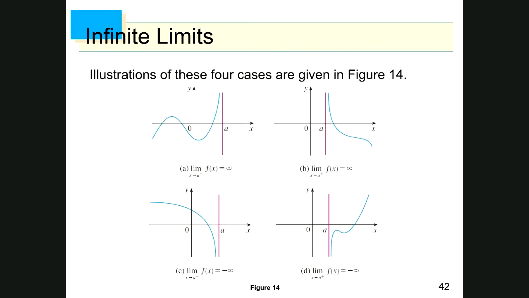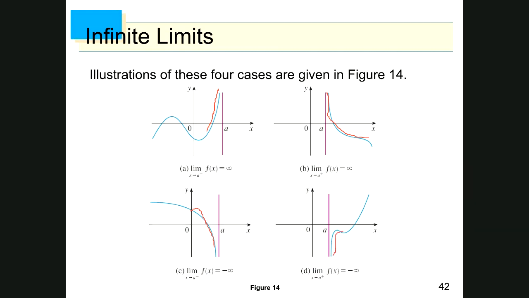Now let's see what happens here. So they're just showing us graphically what this means. When x approaches a from the left, you see that we're getting towards positive infinity. When x approaches a from the right, again you're approaching positive infinity. When x approaches a now from the left, this time we're heading towards negative infinity. So these are all the possibilities you can get.